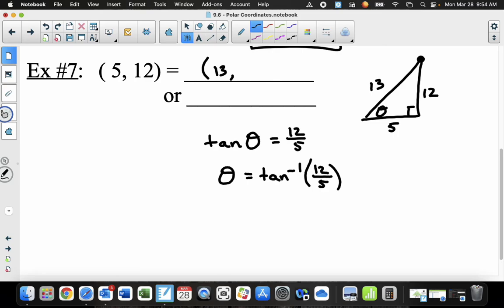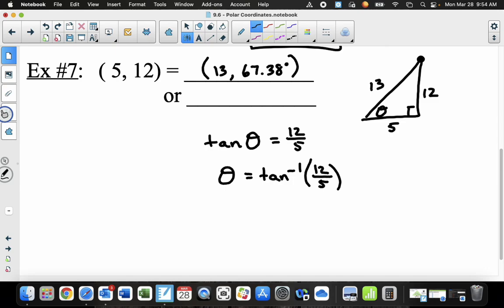What do you get? What is that angle? I think it's 60 something. 67.38. All right, so there's your approximate angle measure that we have there. Okay.